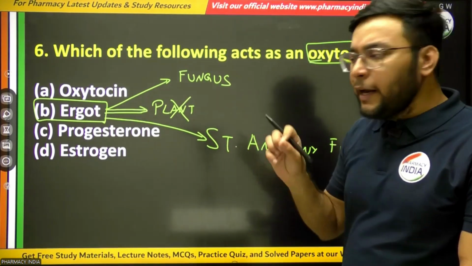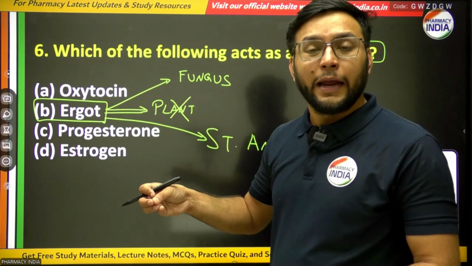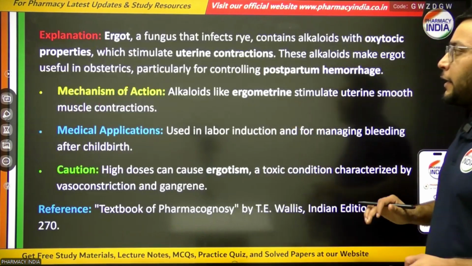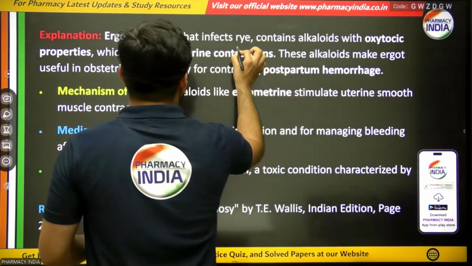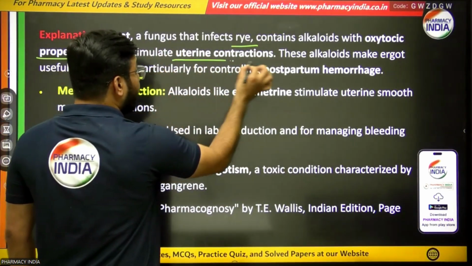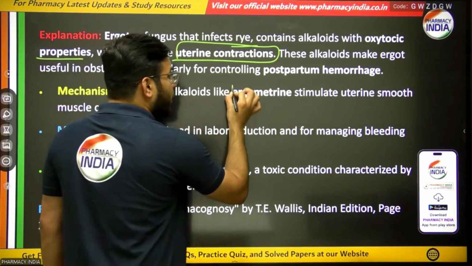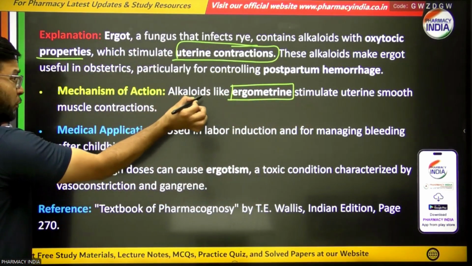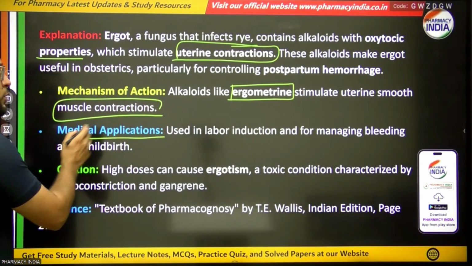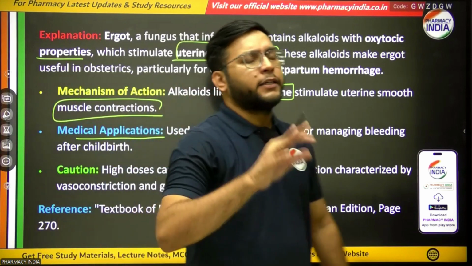Many chemical constituents are obtained from ergot. It is also used as an anti-migraine, used in migraine. So the answer is ergot. Ergot is a fungus that infects rye and contains alkaloids with oxytocic property, which stimulate uterine contractions. There is a chemical constituent, ergometrine, which stimulates uterine muscle contraction. The medicinal property is that it is also used in labor induction, and also in migraine cases.